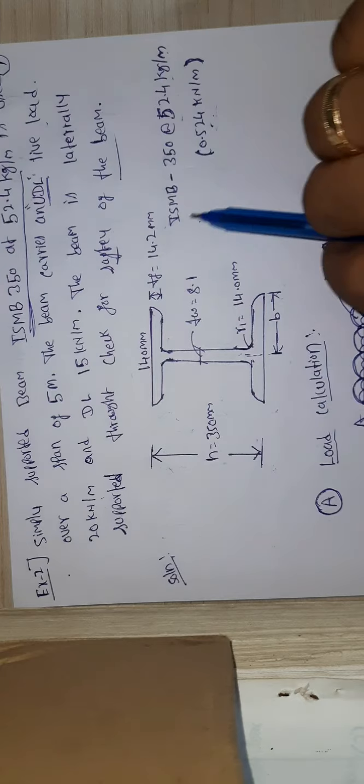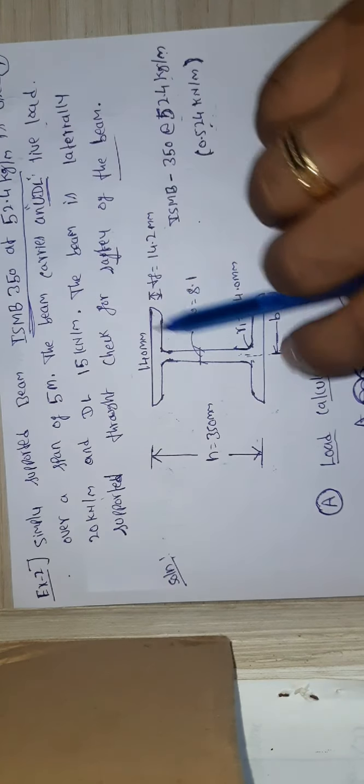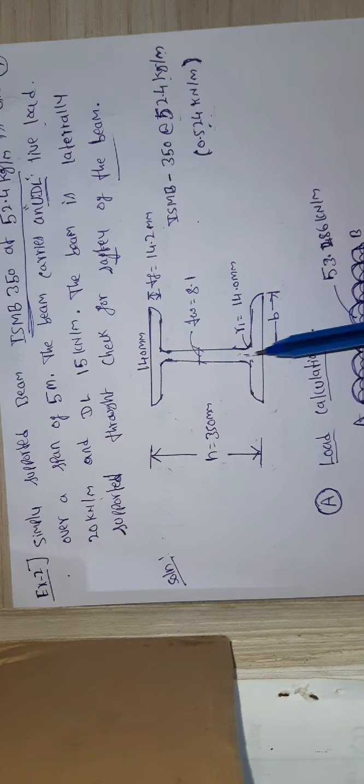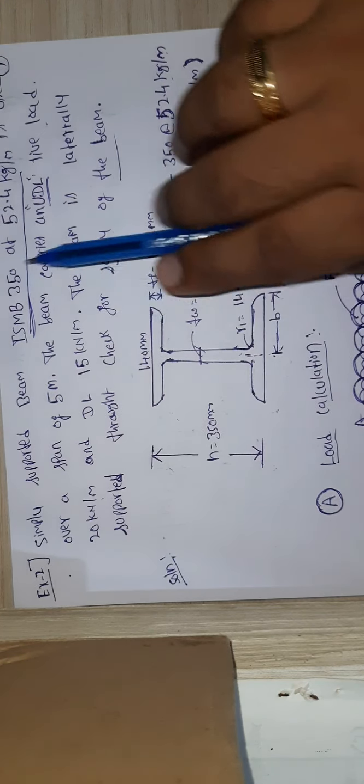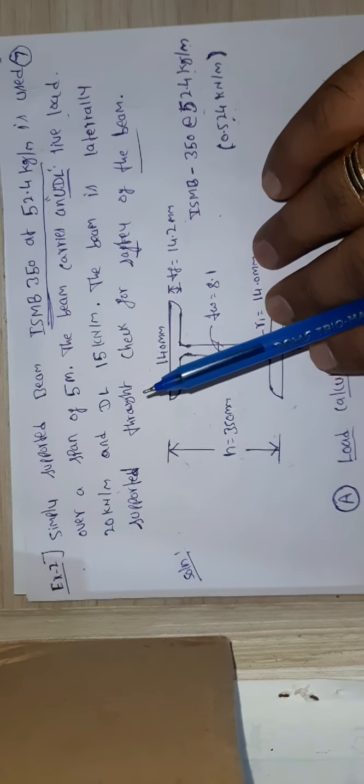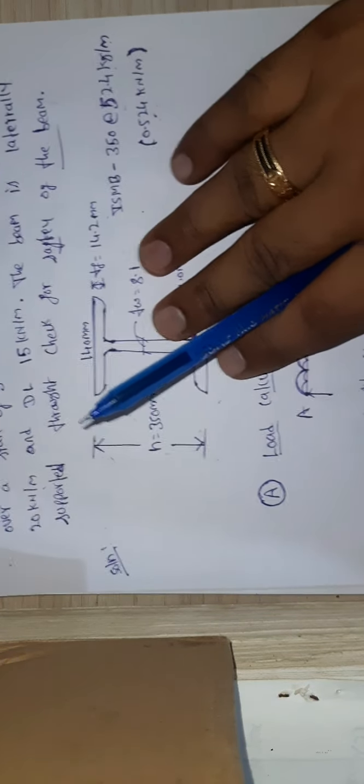So now I have written the properties of the section. The properties I have written are taken from the IS code and steel tables for the respective sections. Now let us calculate the first step.